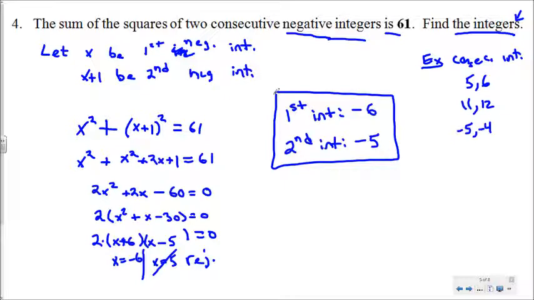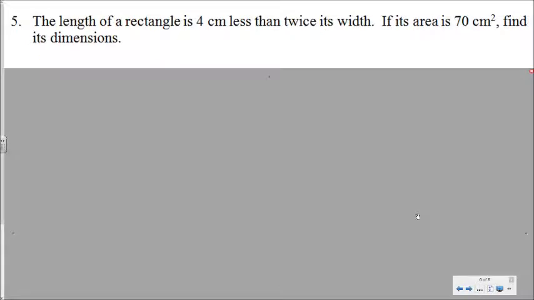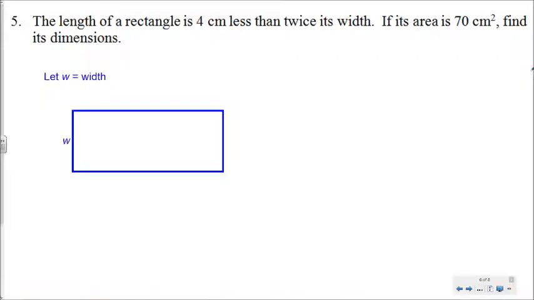Okay? We can also arrive at quadratic equations in some geometric circumstances. So here it says the length of a rectangle is 4 centimeters less than twice its width. If its area is 70 square centimeters, find the dimensions of this rectangle. Well, just like before, I'm going to start with a let statement, but because in this case it's talking about an object, the rectangle, I'm also going to draw a picture of the rectangle. So I'm going to let W equal the width of the rectangle. So that's my definition. So I'm going to find the width first.